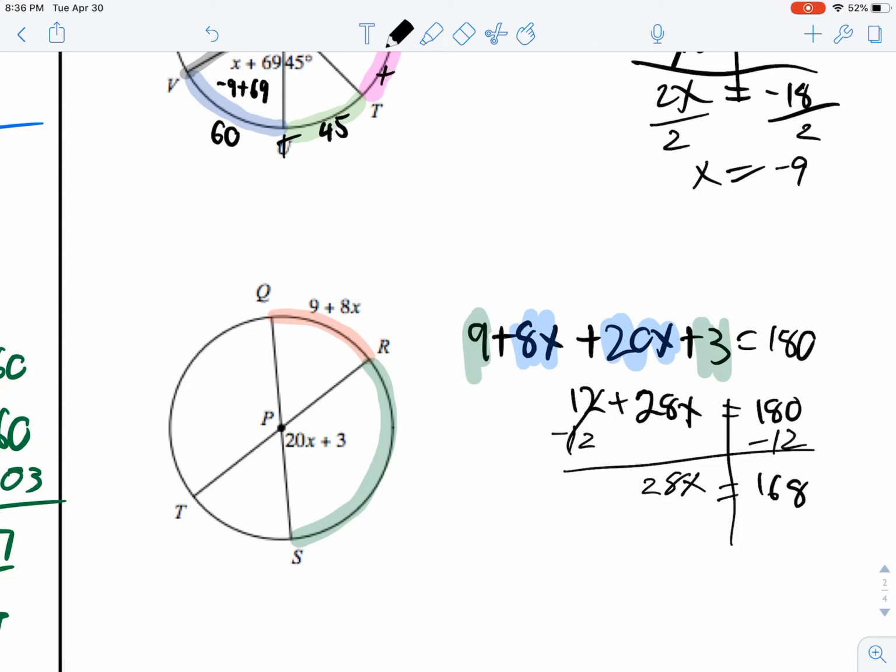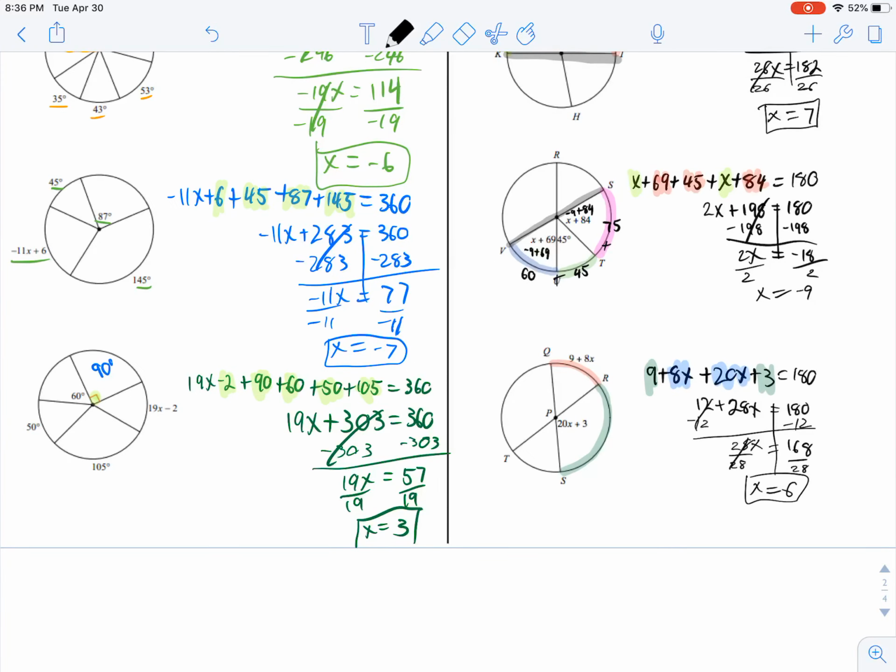Okay, now my next step, I have to divide both sides by 28 to get x equals 6. There you go. Okay, so that's it for the notes for today, you guys.